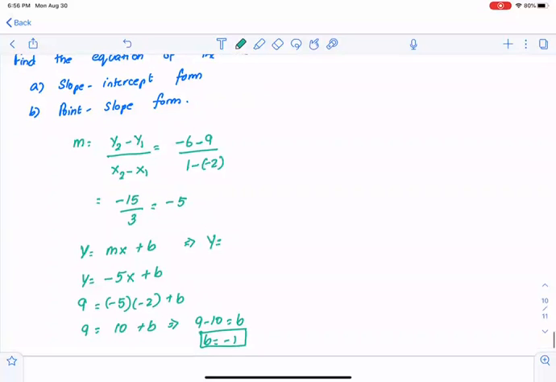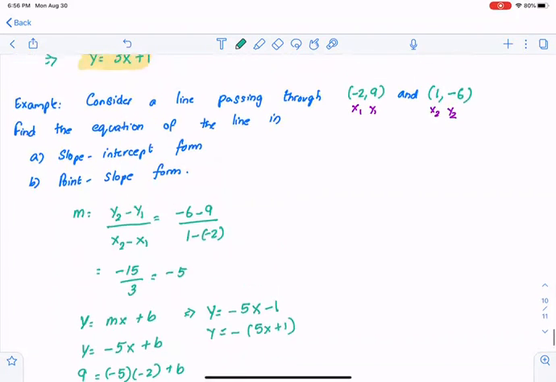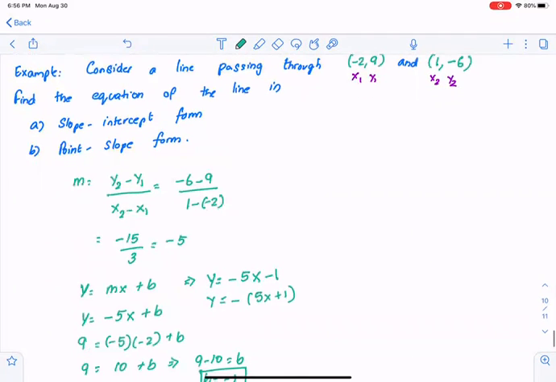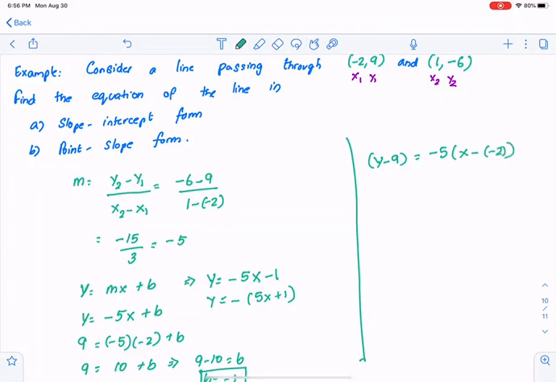So the slope-intercept form is y equals -5 times x minus 1. You can take the negative out and write it as -5x plus 1. It's a nicer way of writing it. The point-slope form is easy. So I'm going to pick the first point. So y minus 9 is equal to the slope, which is -5, multiplied by x minus x1, which is minus 2.